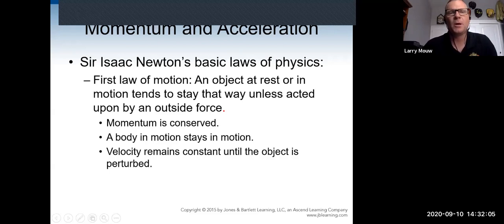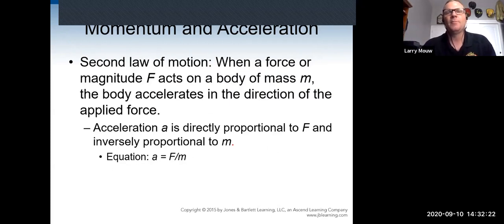So momentum is conserved. A body in motion stays in motion unless an outside force acts upon it, which typically tends to be friction in our cases. The velocity remains constant until the object is perturbed or bothered or moved or something like that. The second law of motion: when a force of magnitude F acts on a body of mass M, the body accelerates in the direction of the applied force. So we can have an object accelerate in a certain direction. This may be gravity acting upon an object, or if we push an object one way or another, it's going to continue to move in that direction based on the amount of force that's enacted upon it.